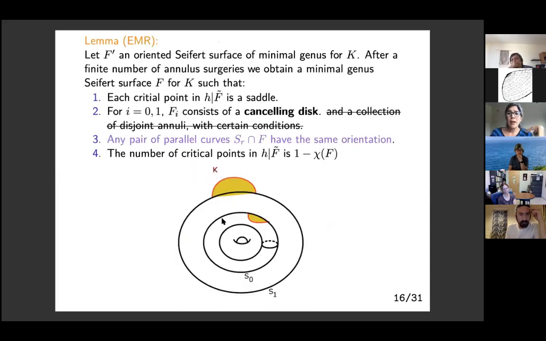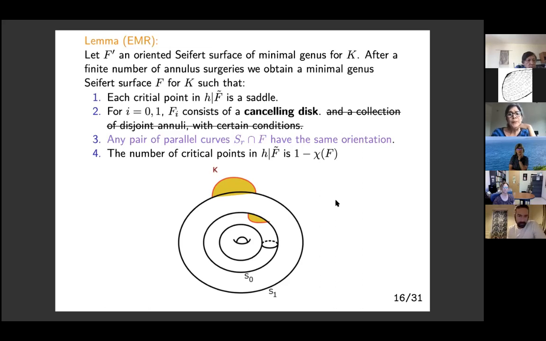And so we were able to modify the previous lemma into a better lemma that says that given an oriented Seifert surface of minimal genus for K, after a finite number of such annuli surgeries, we obtain a minimal genus Seifert surface with the same characteristics as before, that in the product region there are only saddles. And after doing these surgeries, we were able to get rid of all the annuli outside the product region. Moreover, every time this new surface intersects a level torus, the curves will have the same orientation.